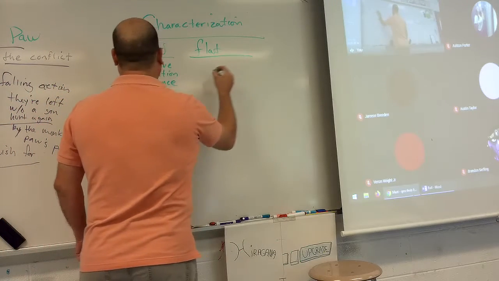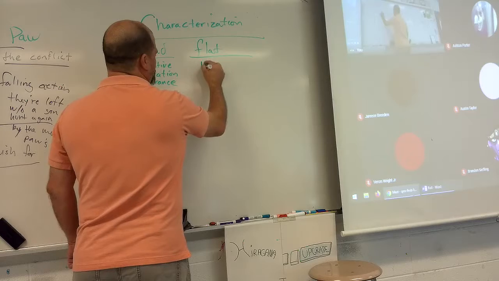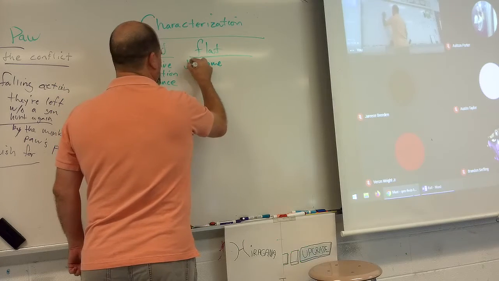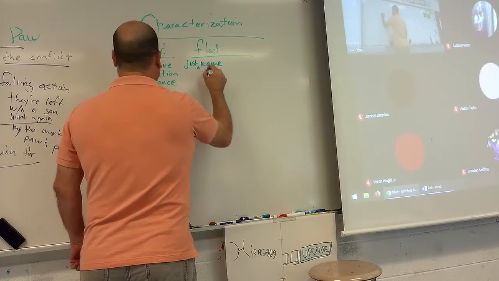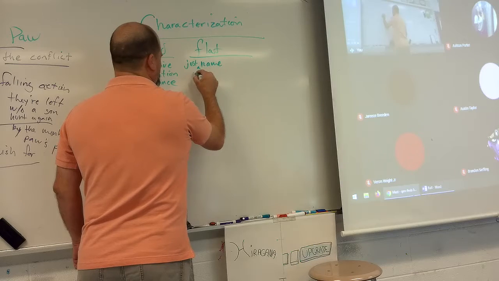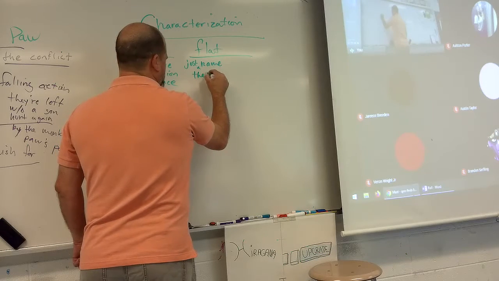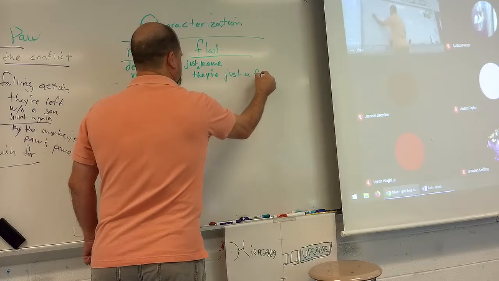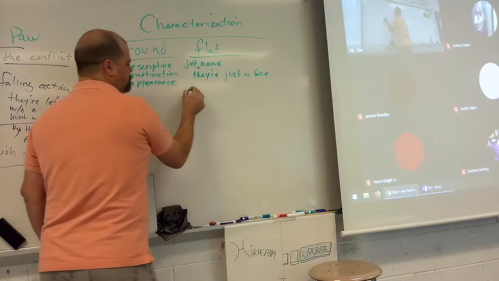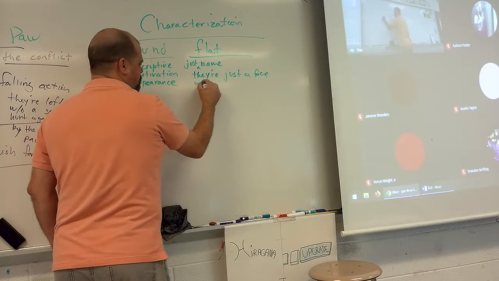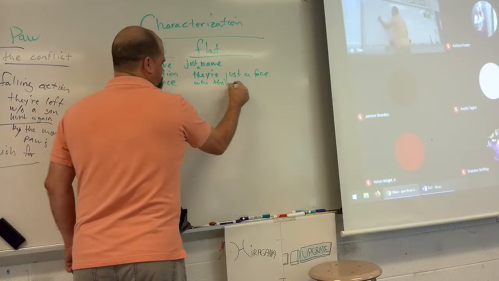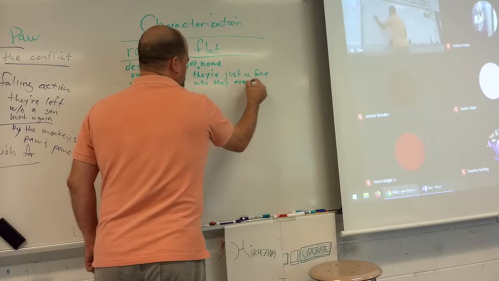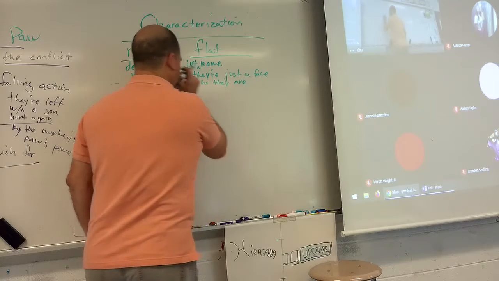Flat characters, on the other side, are maybe just a name. We don't really know much about what they want. They're just a face. With appearance, we might know just who they are. We don't know much about them. So they're very flat.